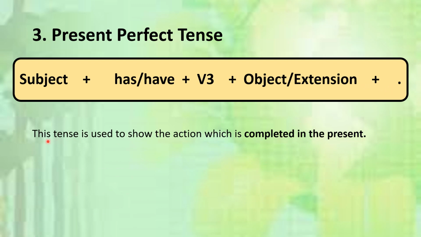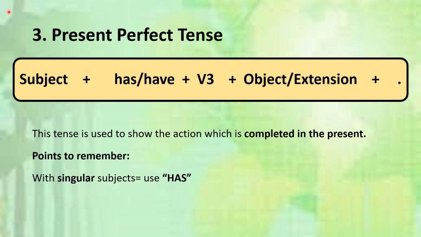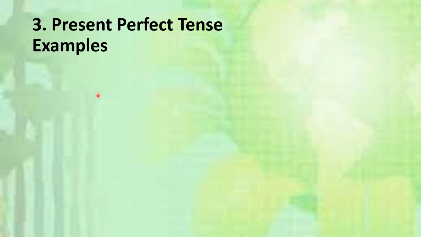This is an important point to note that the present perfect tense is used to show the action which is completed in the present. You need to remember the following points. If our subject is singular, we use has as the auxiliary verb. In case we have plural subject or you or I, we use have as the auxiliary verb in our present perfect tense. Let's move on and talk about some examples.